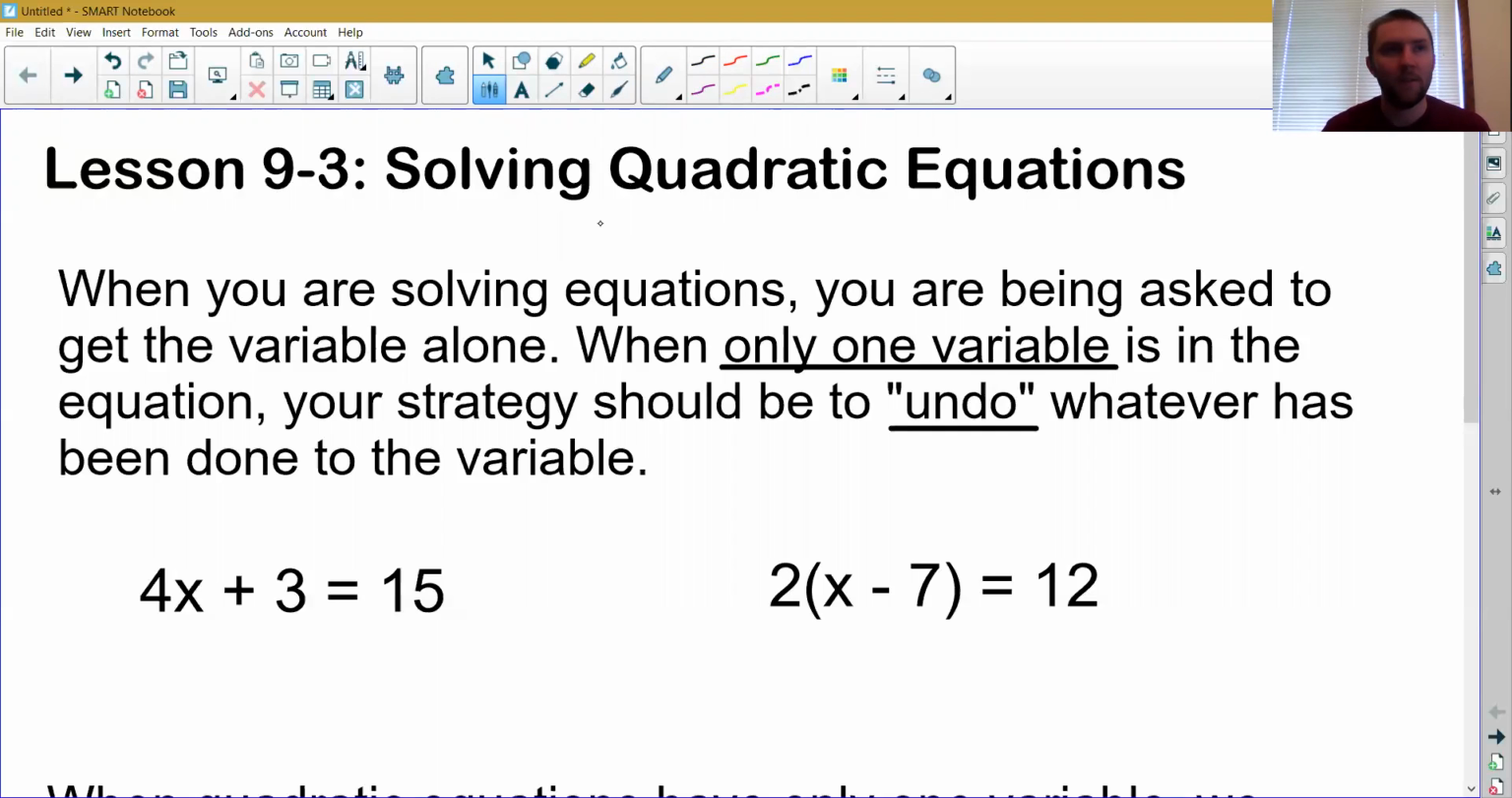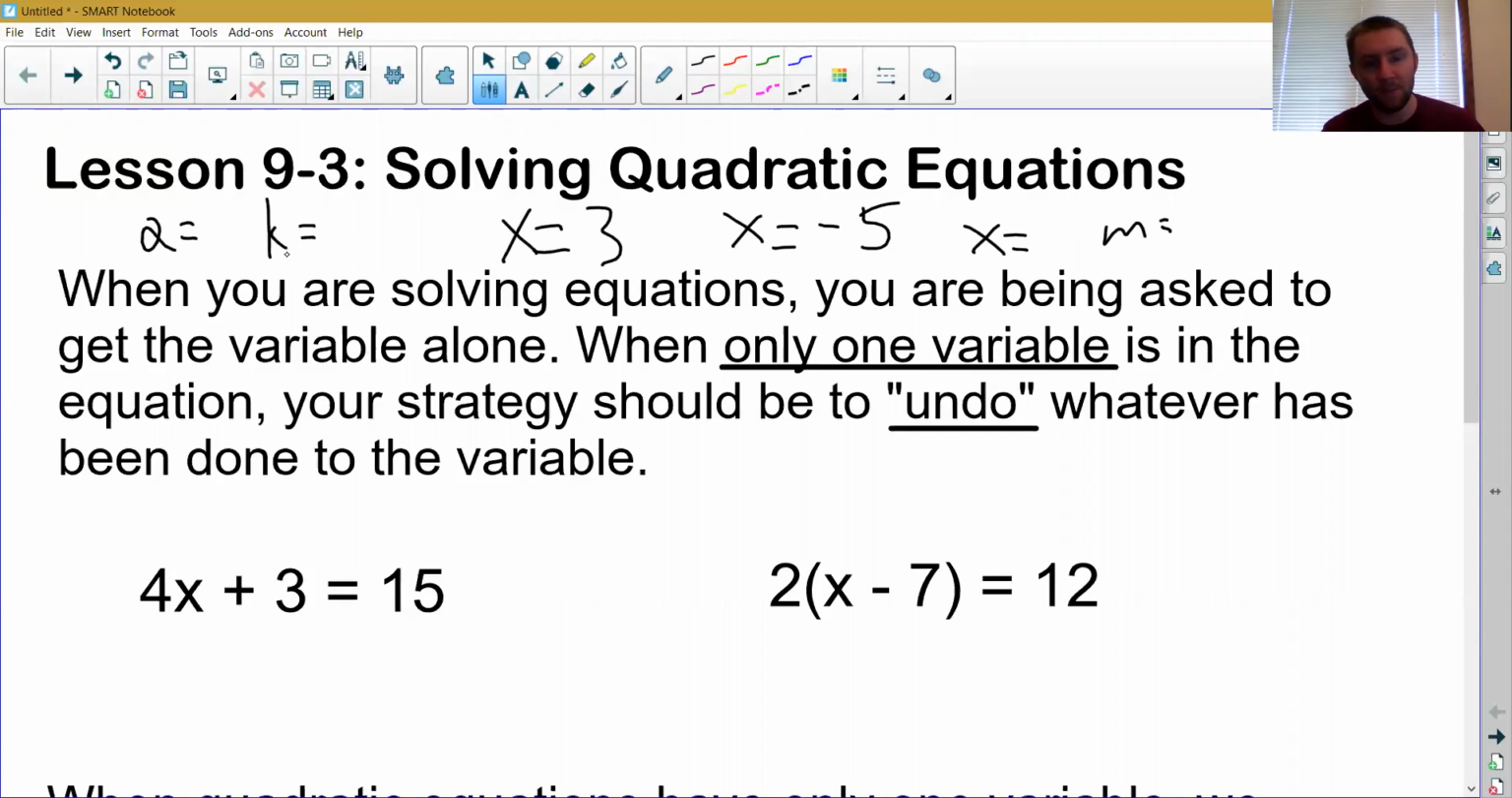Your answers for almost all of the problems in chapter 9, I'm not gonna say all of them, but most of them, pretty much all of them, they're gonna end by you saying x equals something, x equals 3, or x equals -5, or m equals something, or a equals something, or k equals something, okay? So we're getting variables by themselves. We're saying they are equal to a certain value, okay? That's what it means to solve an equation. So that's what we're going to be doing in chapter 9. That's what we're going to be doing today, okay?